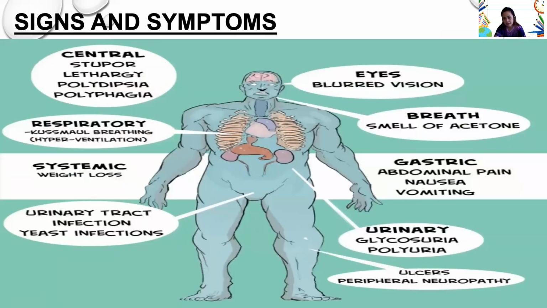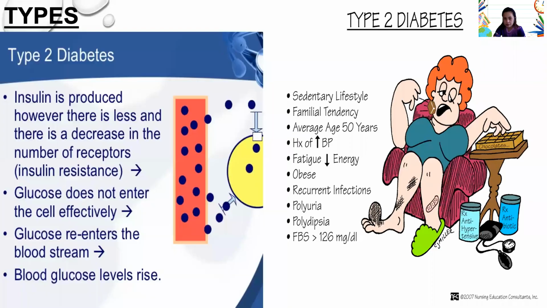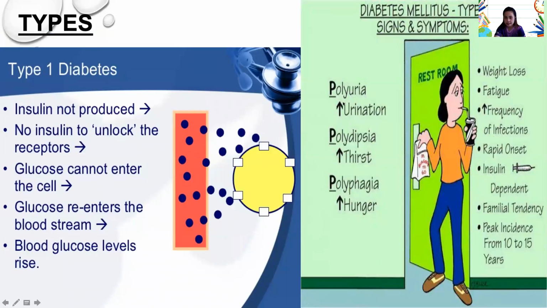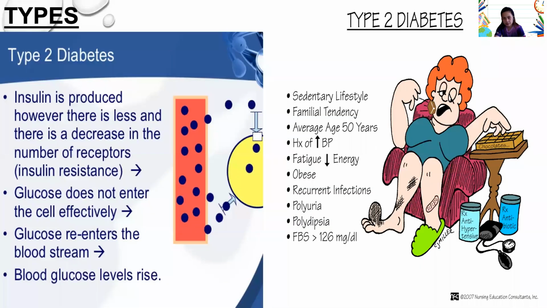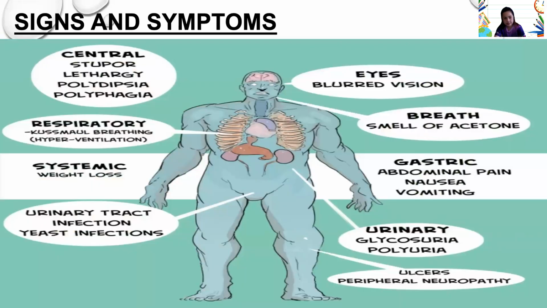So signs and symptoms of having diabetes, we always remember the 3 P's of diabetes. First P is polyuria. So it will be increased urination, ihi siya ng ihi. Polydipsia means increased thirst. And polyphagia, it's increased hunger. So those are the signs and symptoms of diabetes. We also have Kussmaul breathing, sa respiratory.